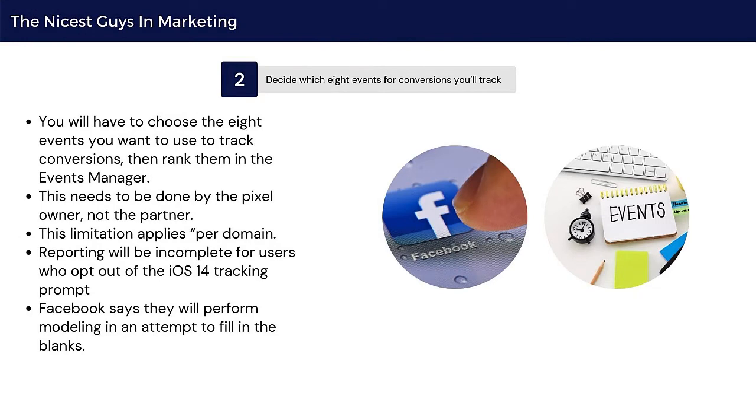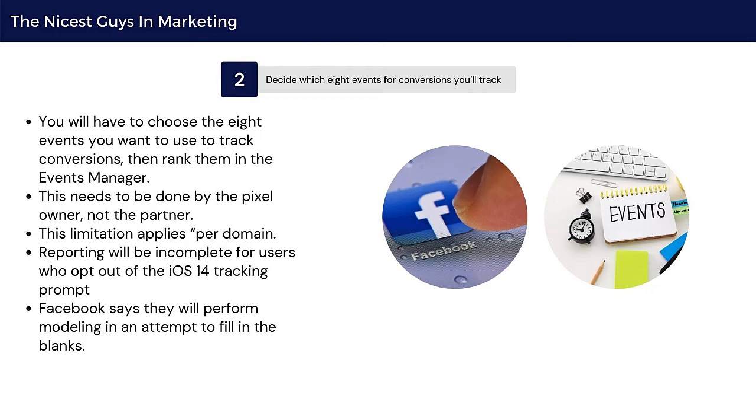The next priority is to decide which 8 events for conversions you want to track inside Events Manager. You now have to choose the 8 events that you want to track conversions for, and you actually have to rank them in order. And this needs to be done by the pixel owner and not the partner. So if you're using a Facebook ads agency and they have not yet contacted you about all these changes, then now is the time to ask the question.